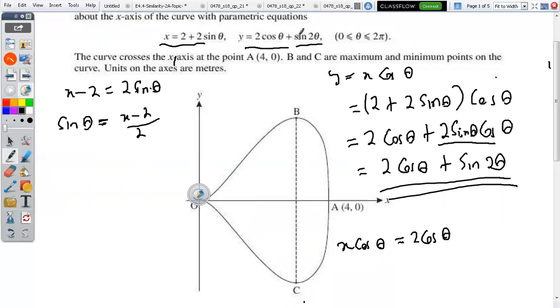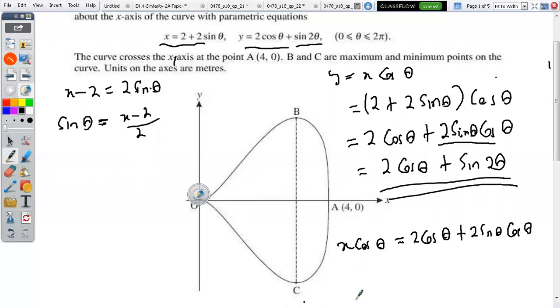Now, what is sine? Remember what we said? 2 sine theta cos theta. But we now know what sine theta is. What do I do before that? Can't I divide everything by cos theta? Yes, you can. Just in an x.